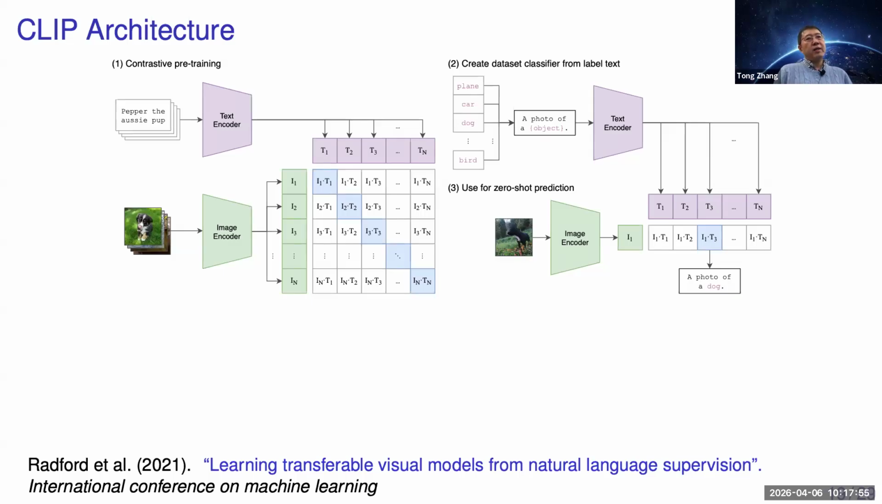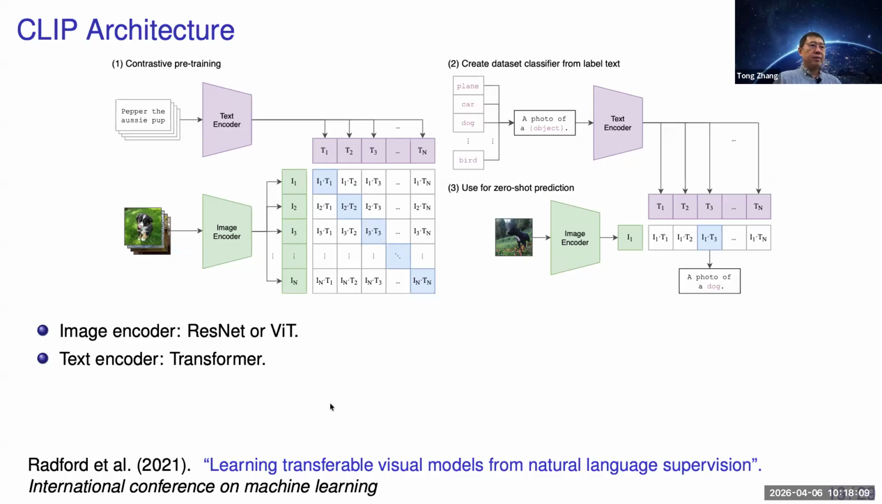When you do VLMs, they can do even more than classification. You can do question answering, you can do other things. We will talk about this later, but essentially here is the setup. The image encoder is a ResNet or ViT; nowadays, people are probably using ViT more. The text encoder is a transformer, right? And the image encoder can also be a transformer.